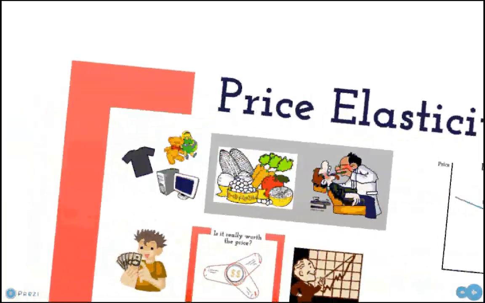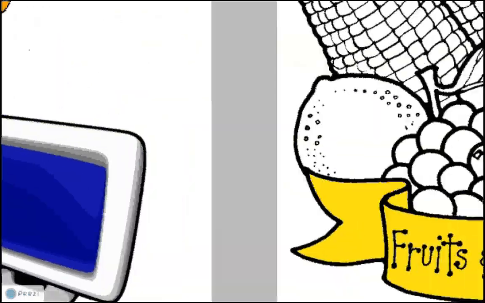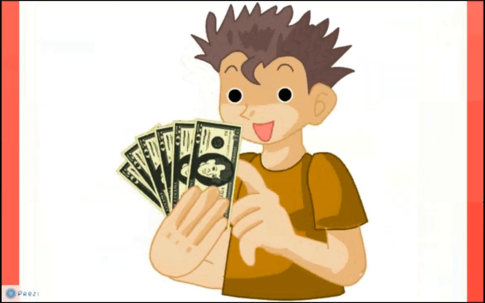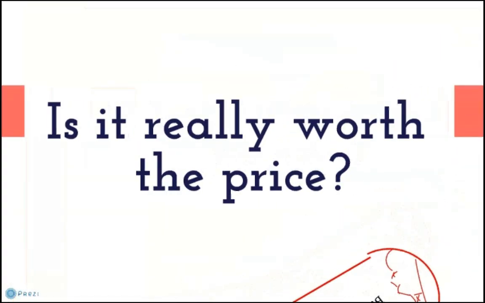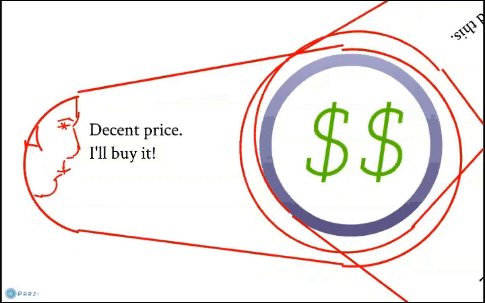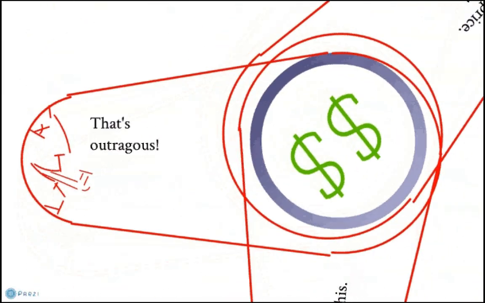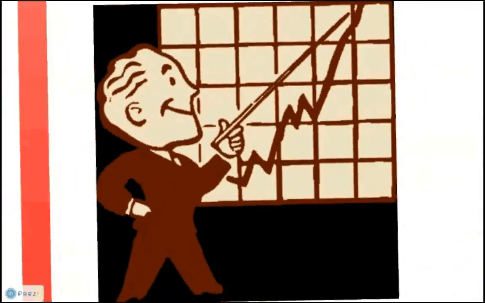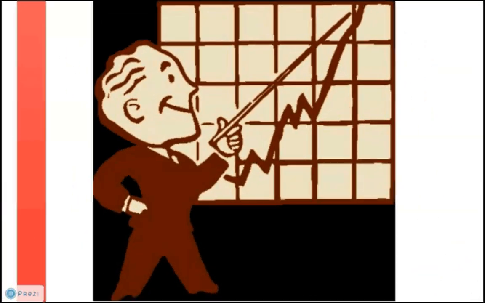Every day, we buy many things, from clothing, toys, electronics, to things we really need, like food and healthcare. But before buying anything, you may have asked yourself, is this really worth the price? If you think so, then you'll buy it. If not, you'll pass. But if you really need it, you'll pay any price. If you've had these thoughts, then you're thinking like an economist.